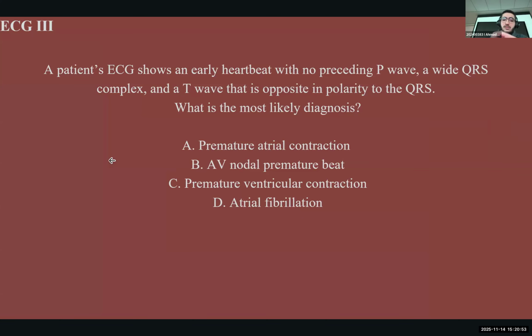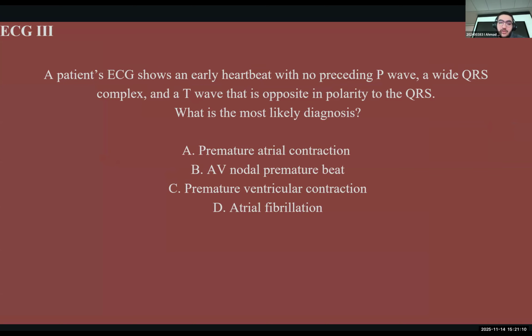Okay, so the next question. A patient's ECG shows an early heartbeat with no preceding P wave, a wide QRS complex, and a T wave that is opposite in polarity to the QRS. What is the most likely diagnosis? Yes, you all got it correct. It is C. That is correct.